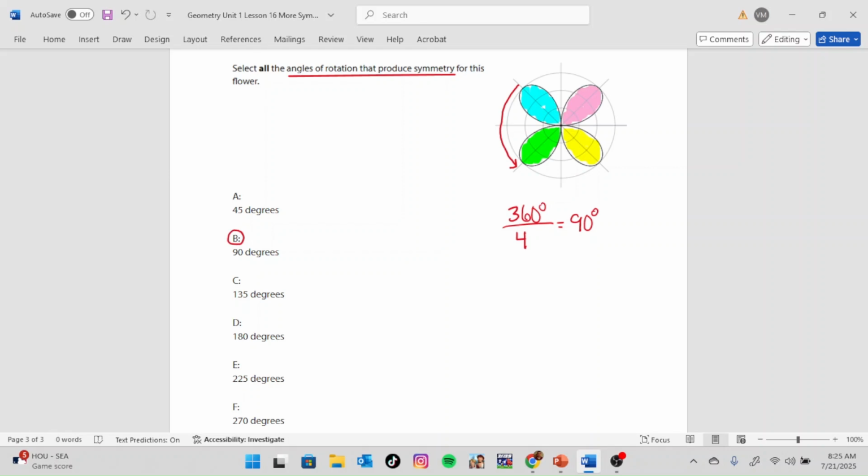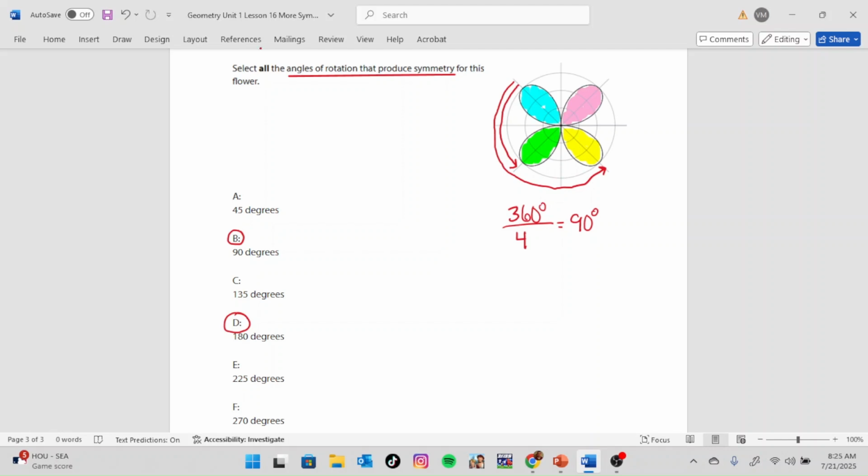The next rotation we could do is if we rotated from the blue petal all the way around to the yellow petal. So that's the 90 degrees to get it to the green petal, and then another 90 degrees to get it to the yellow petal. So that's a total of 180 degrees. So D is also a correct answer.